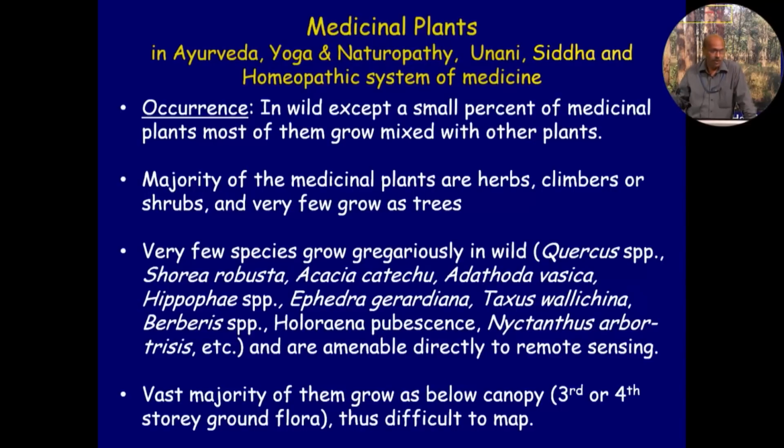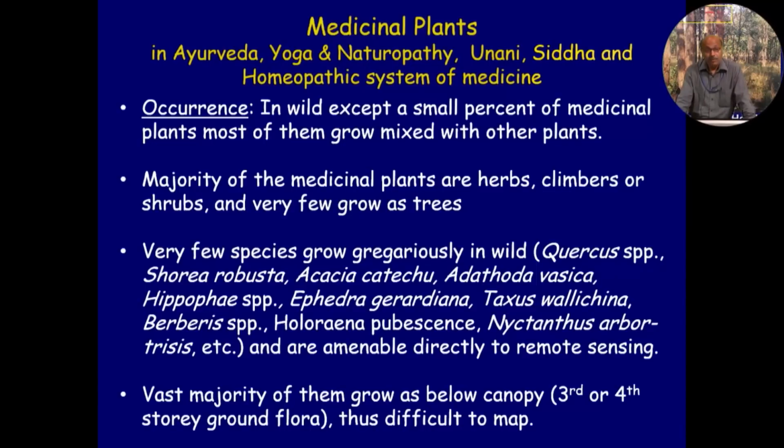If you go to the Western Himalaya, you find one tree here, and after maybe 30, 40 meters or maybe 100 meters, you find another tree. You can't map it actually. Therefore, it is very difficult. Berberis also grows sparsely, ephedra also grows sparsely. Holarrhena antidysenterica, now pubescens, is a very important plant that also grows gregariously. Nyctanthes, wherever clearing has been done, you will find very nice growth of Nyctanthes. So, you can map that actually.